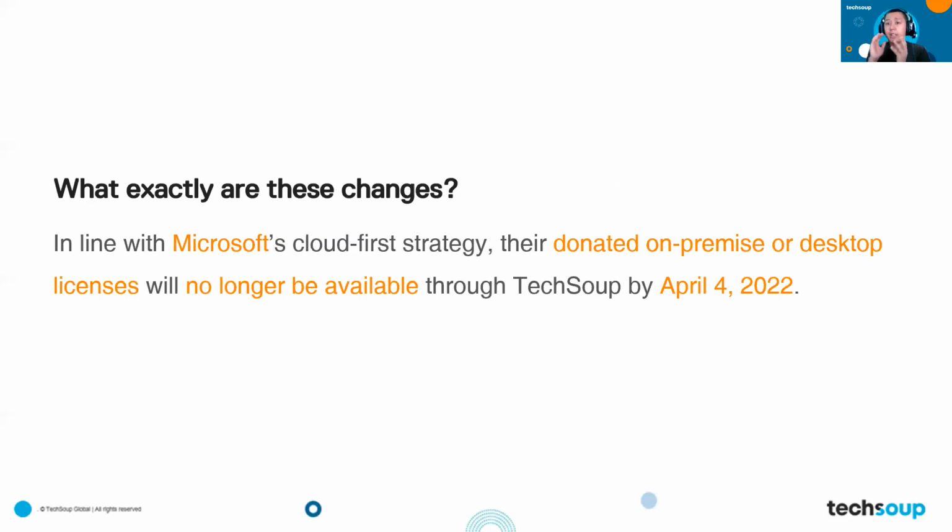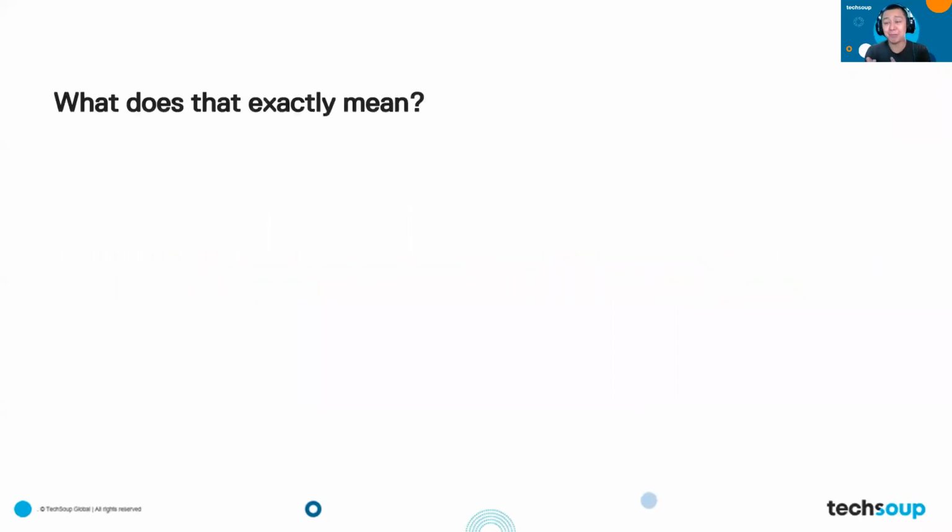Simply speaking, in line with Microsoft's changing strategies towards cloud first, the donated on-premise or desktop licenses available through TechSoup will no longer be available by April 4, 2022. Just repeating that again, as Microsoft veers towards a more cloud-first strategy, the desktop licenses available through TechSoup for low admin fees will no longer be available by April 4th of next year. Now, if that doesn't really make sense, don't worry. I understand because there's a lot of terminology here that you might not be familiar with. So let's try to unpack that further. So what does that exactly mean?